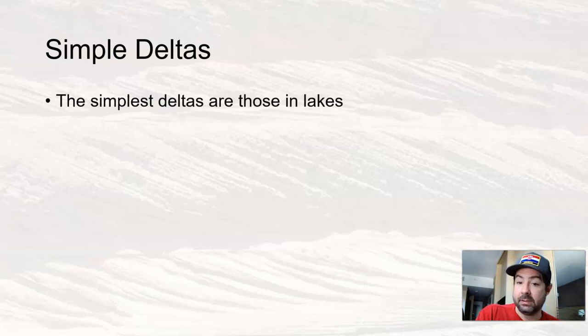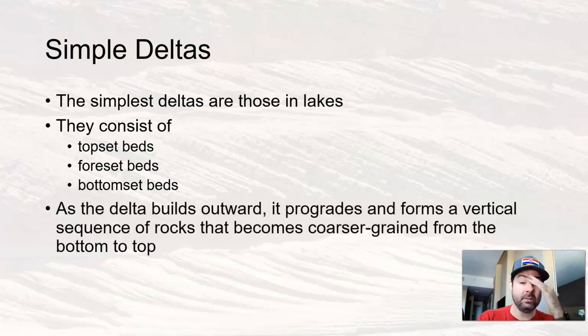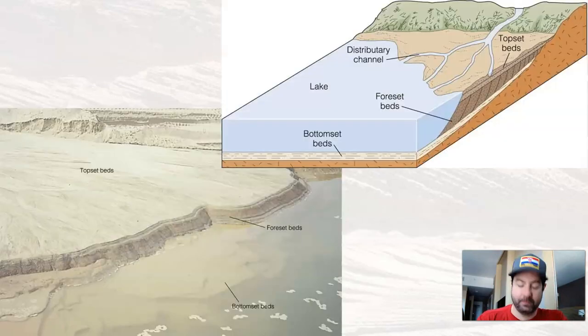So simple deltas are those that we have in lakes. They consist of a few different beds that are typical of these simple deltas, and as the delta builds outward, it progrades in a vertical sequence. Think of how horizontal facies are the same order as what we see vertically. So they become coarser grained from the bottom to the top. The bottommost bed may contain marine or lake fossils, where the top set beds contain more land fossils.